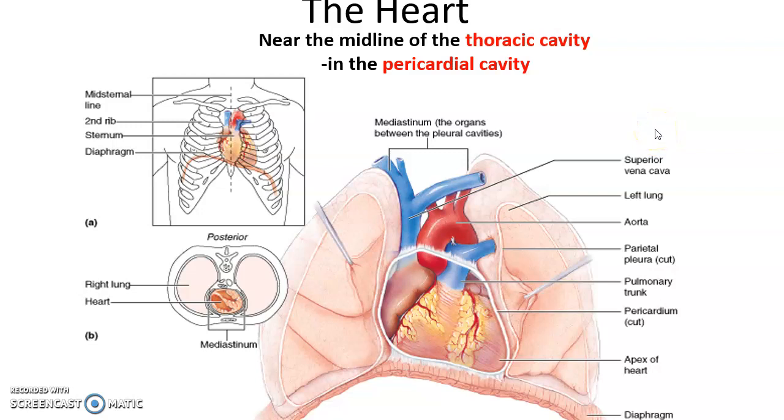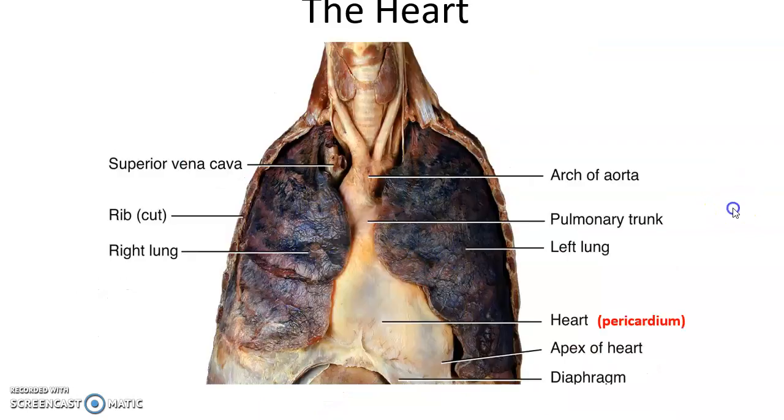So in the chest cavity, the thoracic cavity, toward the midline, although the heart is a little larger on its left side. And also the heart is found in the pericardial cavity, formed by that fibrous sac that surrounds the heart. So the heart is in the thoracic cavity and the pericardial cavity.